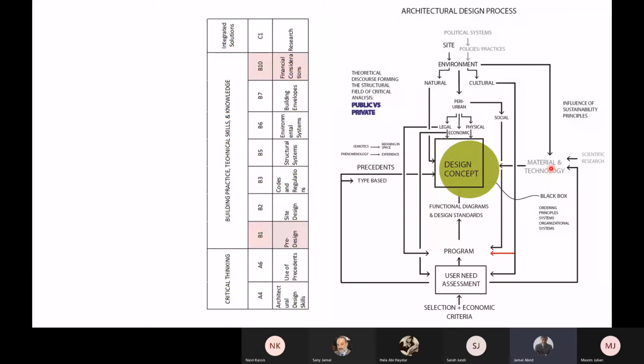These are the set of SPCs that we wanted to address. The ones in pink, the B1, the pre-design, and the financial considerations were not a requirement, but we were forced to include them to meet our targets.